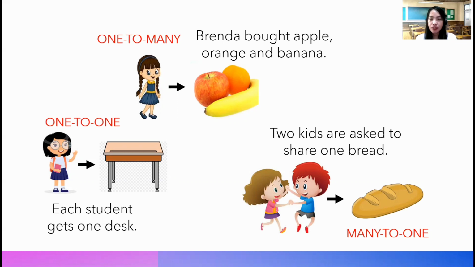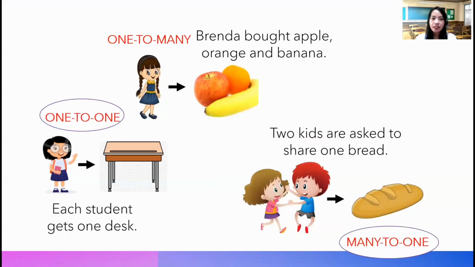Which of these scenarios are examples of function? Is it one-to-one, one-to-many, or many-to-one? Kung babalikan natin yung definition ng function, ang sabi doon ay each element in the first set is paired to one and only one element in the second set. Dapat yung element na ka-pair ng first set sa second set, dapat isa lang. So here, ang example ng function dito ay one-to-one, which is each student gets one desk.